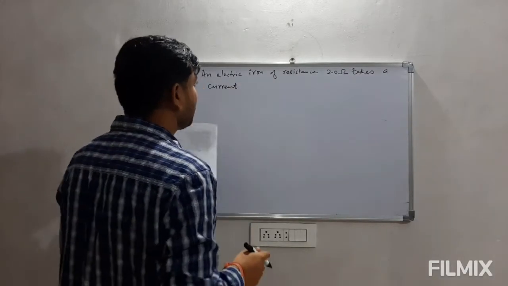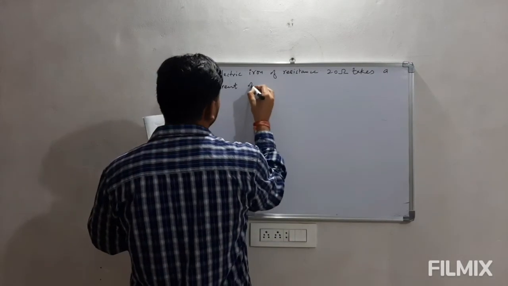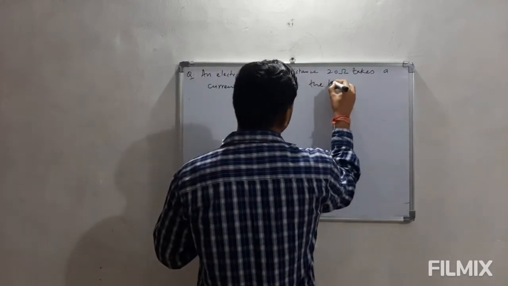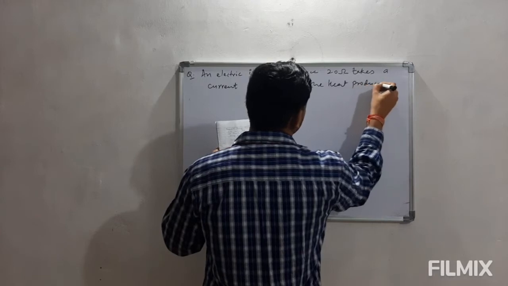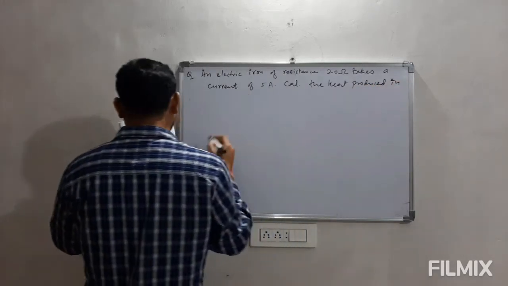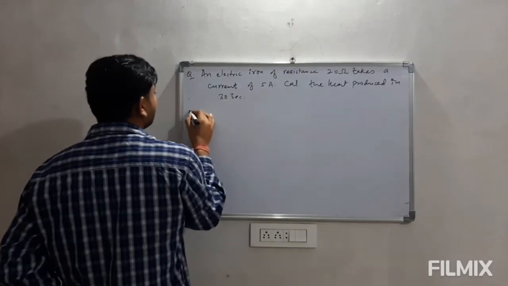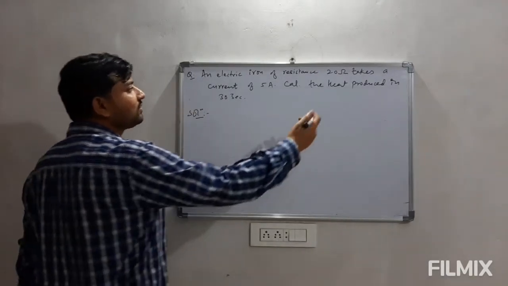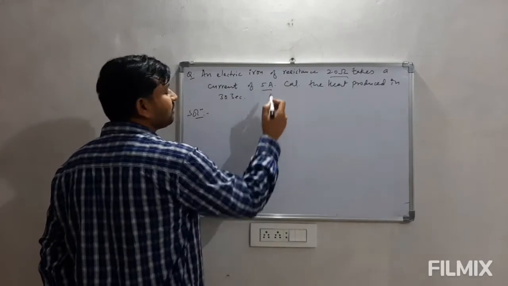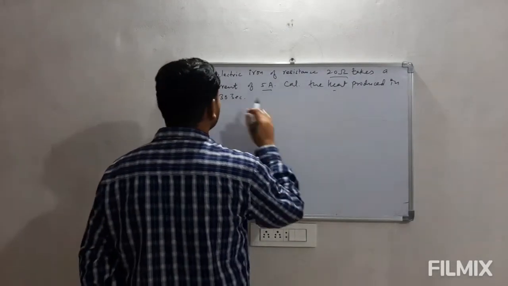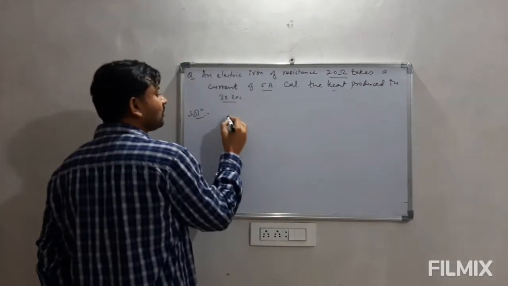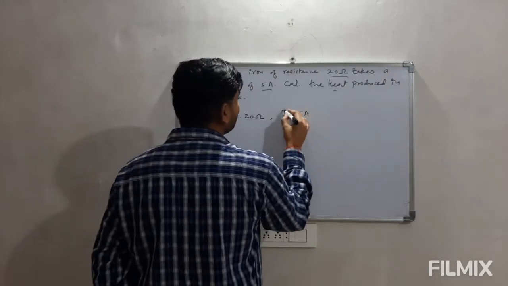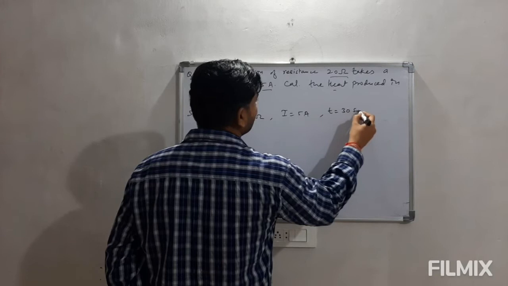An electric iron of resistance 20 ohm takes a current of 5 ampere. Calculate the heat produced in 30 seconds. So this is a direct question. Here what we have to calculate is the heat produced in the given time, that is 30 seconds. What is given to us? Resistance is 20 ohm, current is 5 ampere and the time is 30 seconds.